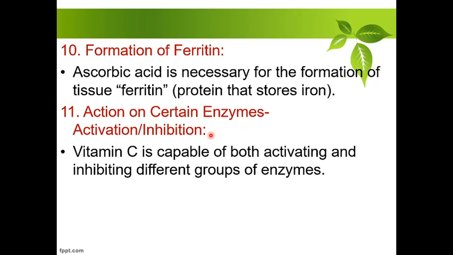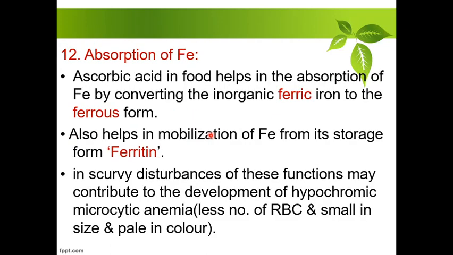Formation of ferritin. Ascorbic acid is necessary for the formation of ferritin. What is ferritin? Protein that stores iron. Action on enzymes. It can activate or inhibit the enzyme. It is capable of inhibiting and activating many of the enzymes. It helps in the absorption of iron.